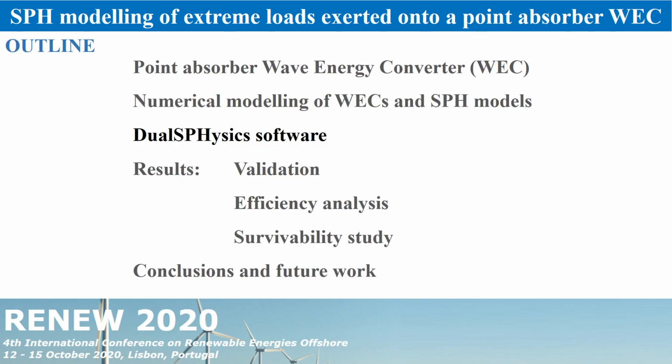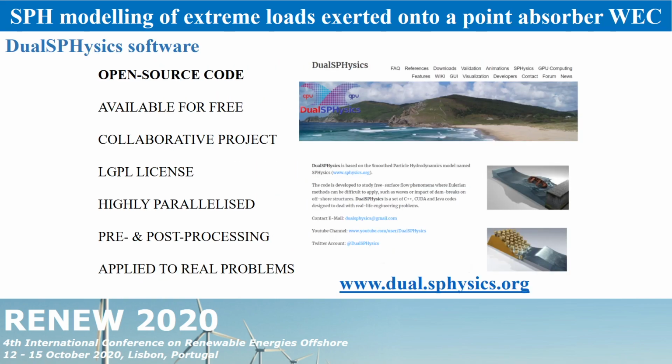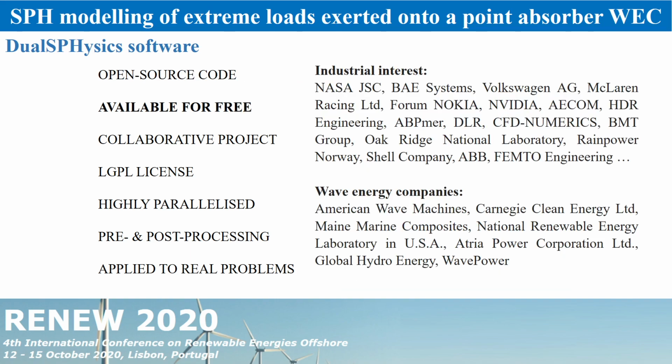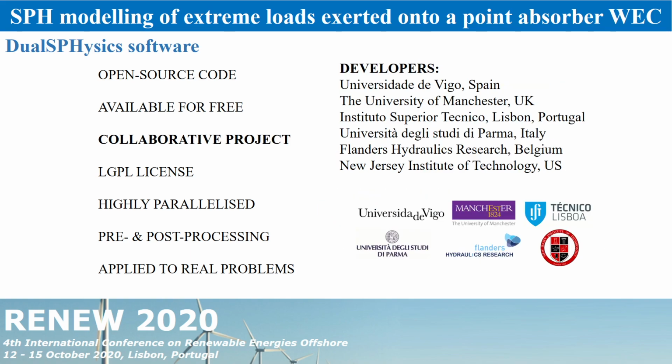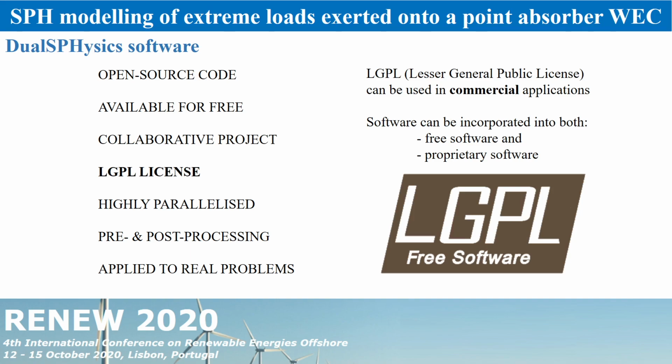Let's move now to a description of an SPH code in particular called DualSPHysics. DualSPHysics is an open source code available for free on the website. It has been downloaded not only by people from university, but also from companies. In fact, a lot of wave energy companies have shown interest in it, and they have downloaded the code. It's a collaborative project where we work together, the University of Vigo in Spain, Manchester, United Kingdom, the IST here in Lisbon, also the University of Parma in Italy, institutions from Belgium, and the New Jersey Institute of Technology from the US. We release the code under the GPL license and also LGPL.